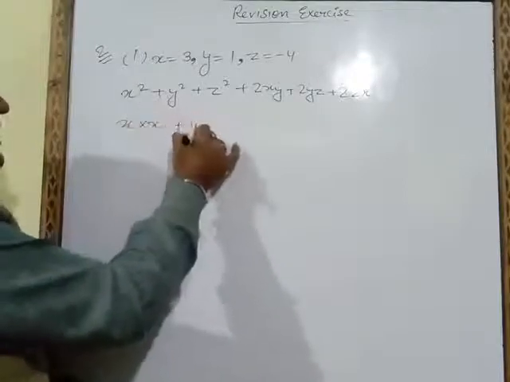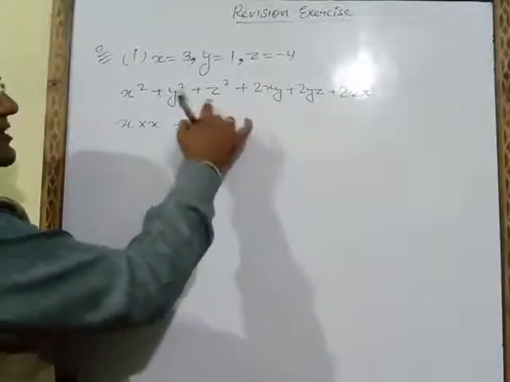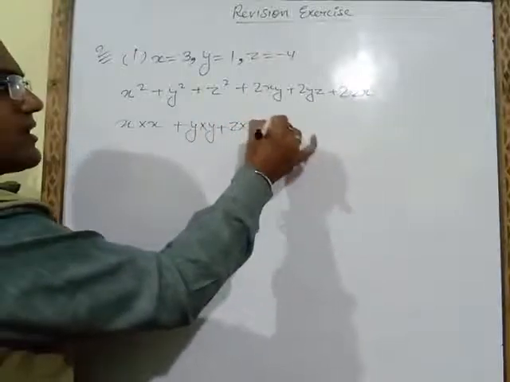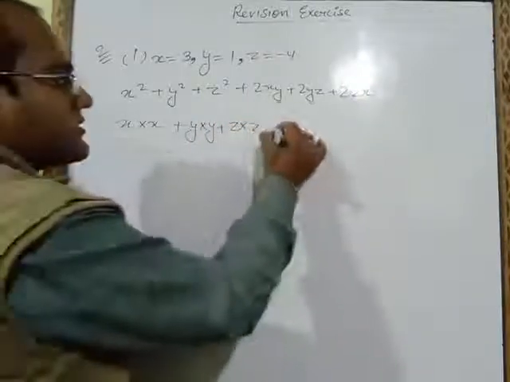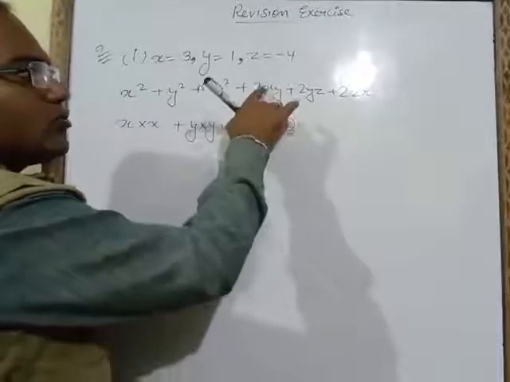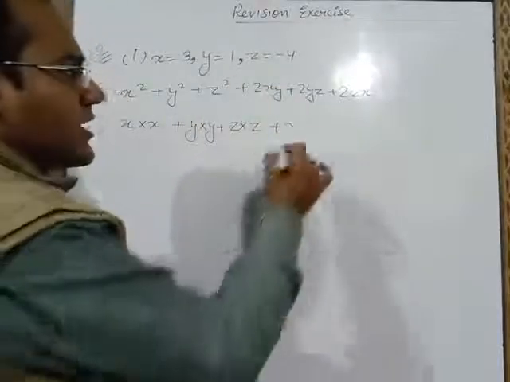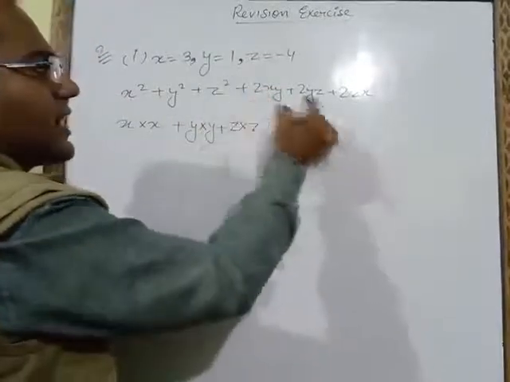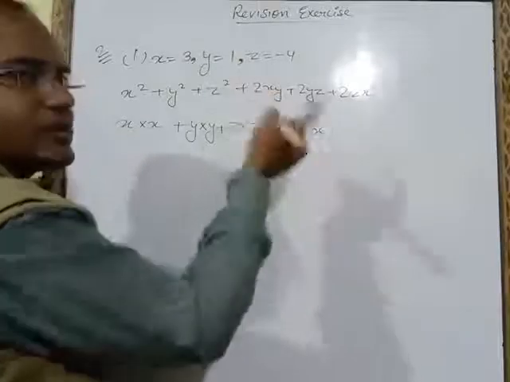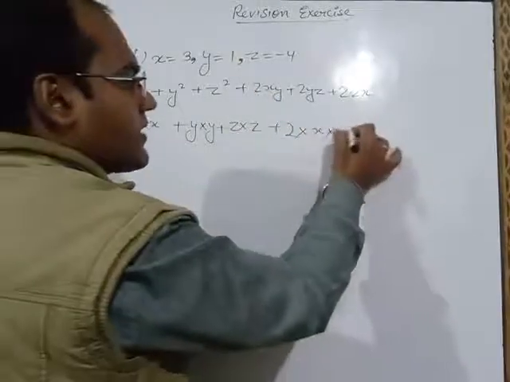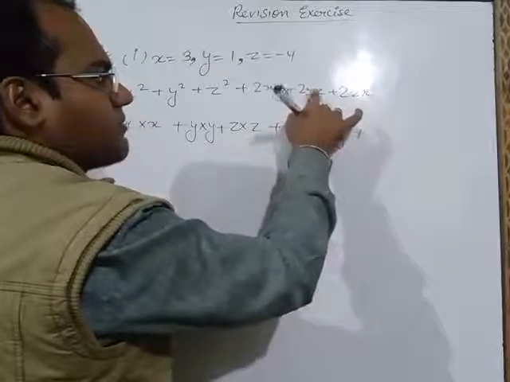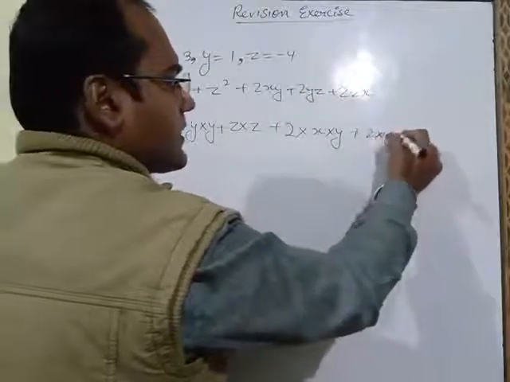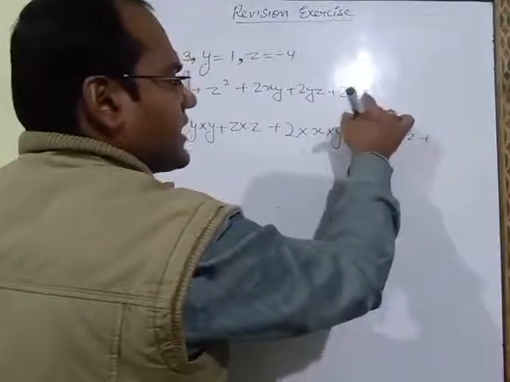y square you will write as y multiply y, plus z square you will write as z multiply z, plus 2. After 2 no sign is coming, so that means here we have to take multiply x. After x no sign is coming, so here we will take multiply y. 2 multiply y multiply z, 2 multiply z multiply x.